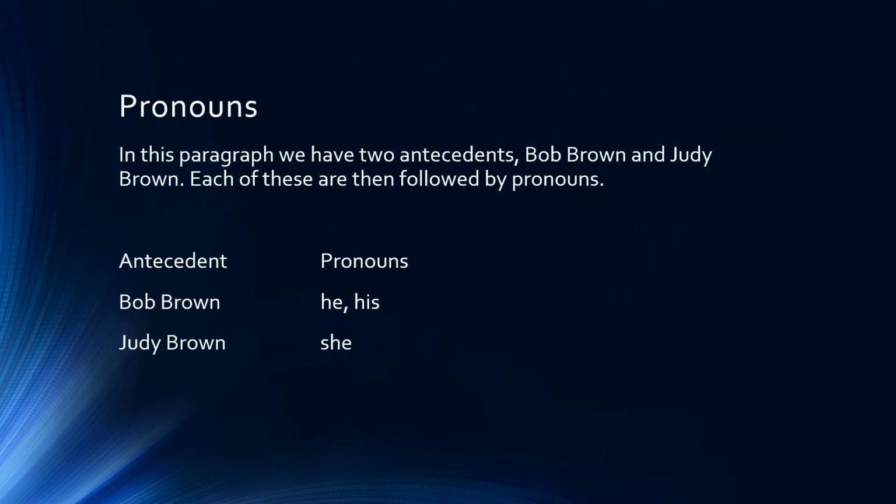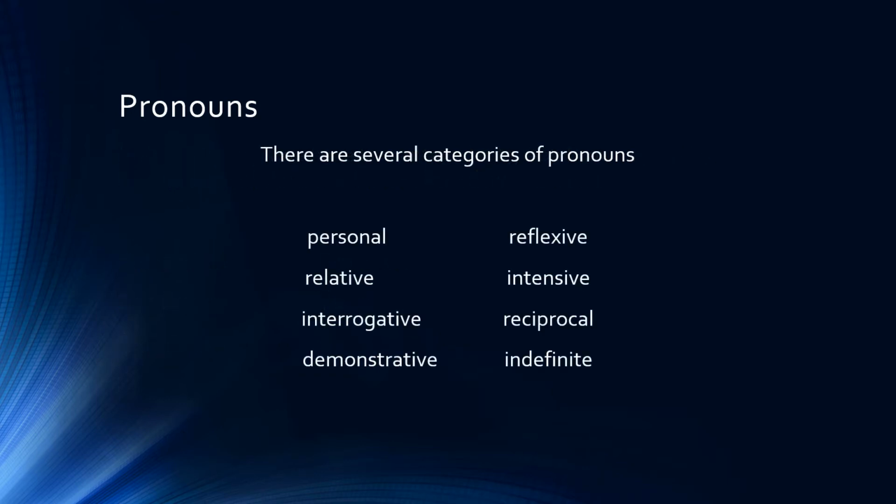Now, in this paragraph, we have two antecedents, Bob Brown and Judy Brown. Each of these nouns is then followed by pronouns. The antecedent, Bob Brown, the pronouns are his and he. The antecedent, Judy Brown, is followed by the pronoun she. It certainly helps to have pronouns so that our sentences are not redundant repetitions and rather tedious and boring.